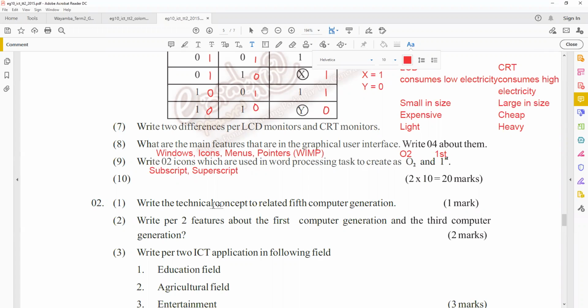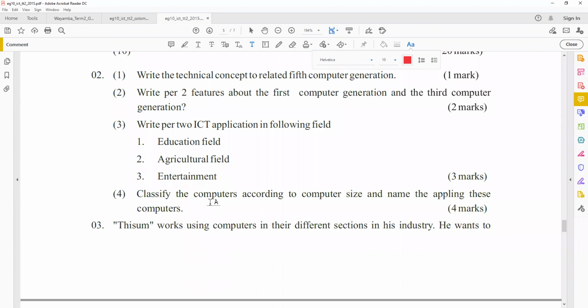Okay, let's move on to question number 2. Write the technical concept that relates to fifth computer generation. Yes, fifth computer generation, we talk about a specific technology, a technical concept. What was it? Nowadays, most of the time we use this technical concept.